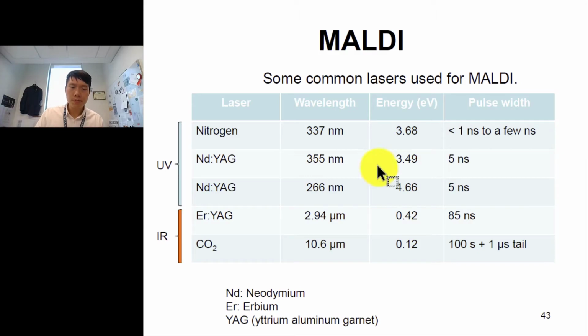A few cuts of laser. Okay, some shorthand: this element in the periodic table, neodymium, is magnetic; erbium; YAG, YAG is yttrium aluminum garnet. So you see different kinds of laser, in which mode, the UV range and the IR range. Depending on the wavelength, different energy, of course: the higher the frequency, the shorter the wavelength, and the shorter the wavelength, the higher the energy. So with different energy, you can also lower down the pulse width, okay, shorter, more energy.